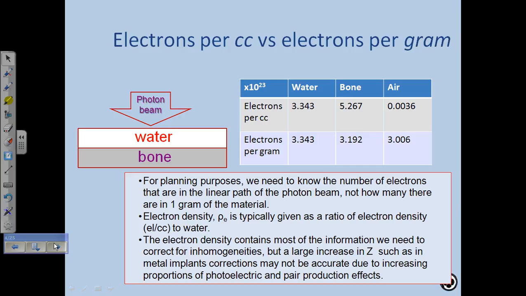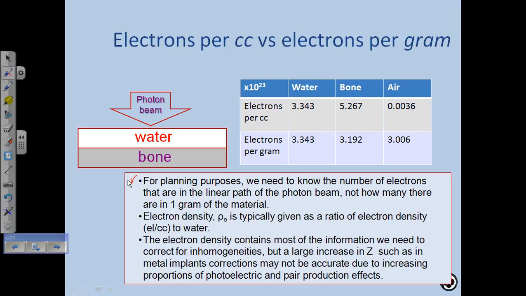Electrons per gram times the mass over volume. So we multiply the density times this, and you get this. Okay, so these two are pretty close, and air is a lot smaller because of the lower density. So for planning purposes, we need to know the number of electrons that are in the linear path of the photon beam, not how many there are in one gram of material.